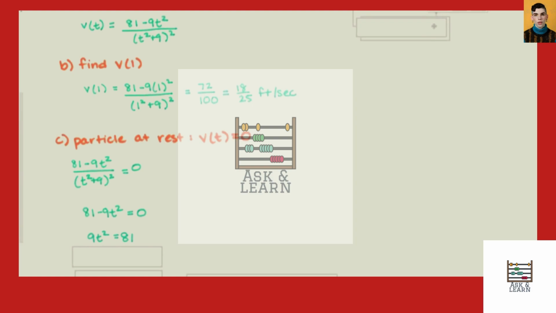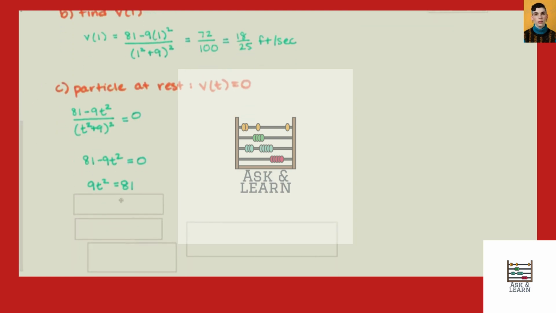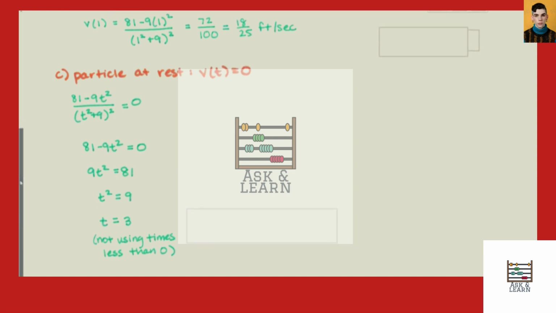We can add 9t squared to both sides. Now we have 9t squared equals 81. We can divide both sides by 9. Now we have t squared equals 9. And we can square root. And typically we would write plus or minus 3, but because for this problem we're starting at time 0 and only using positive times, we're not going to include negative 3. Okay, so now we know the particle is at rest at time 3 seconds.